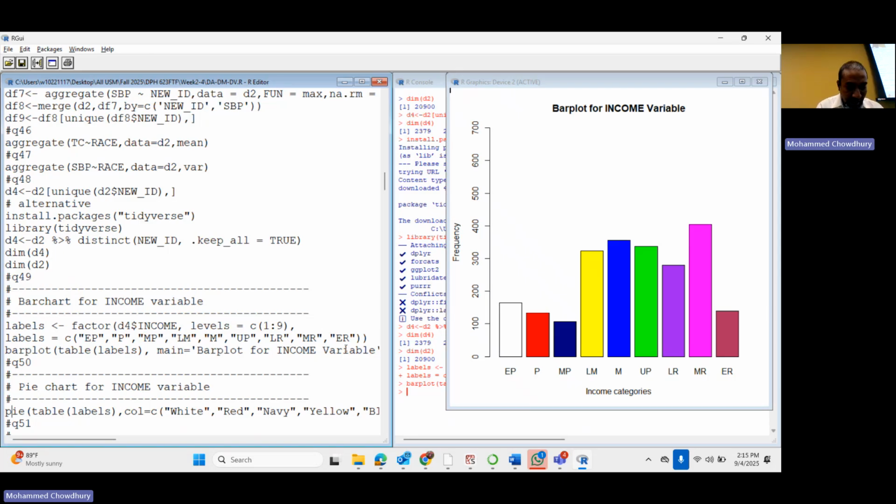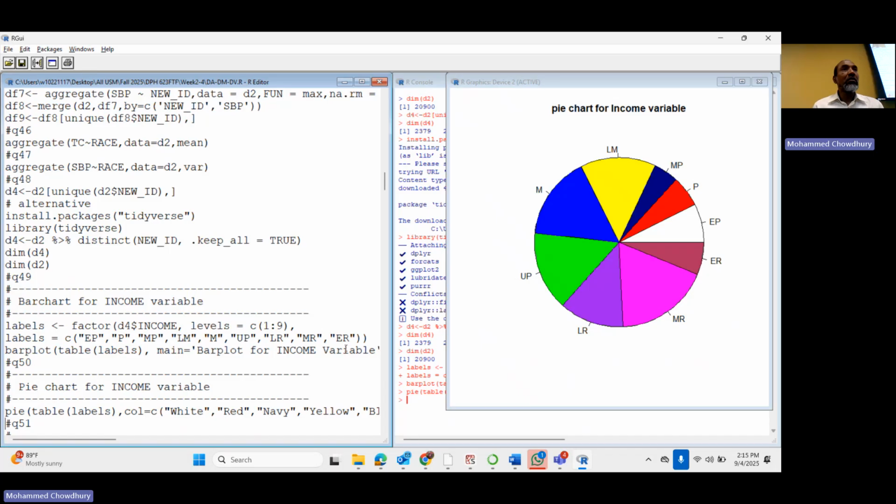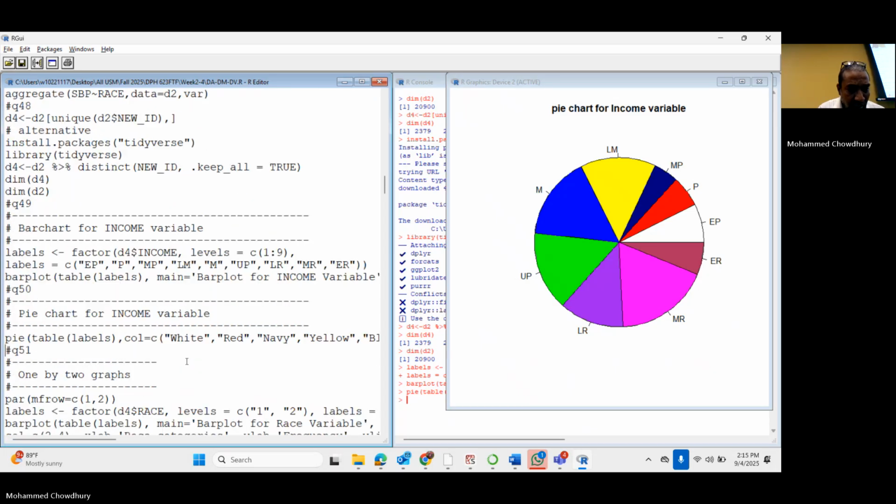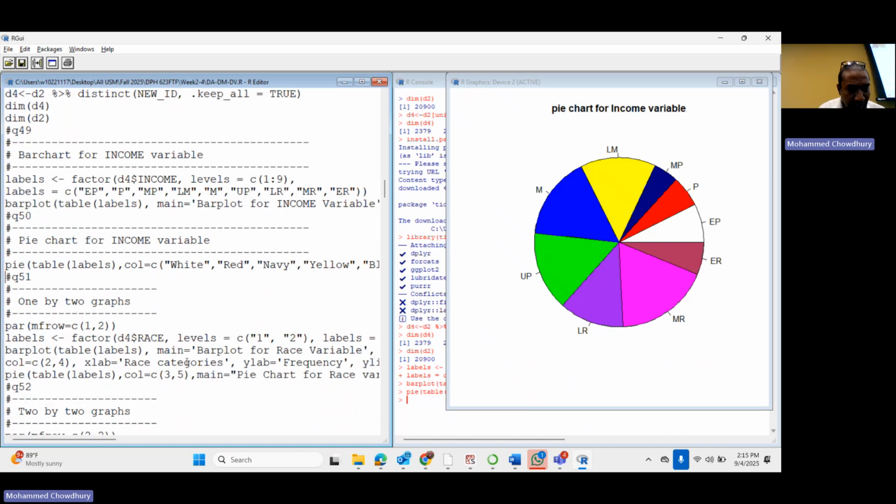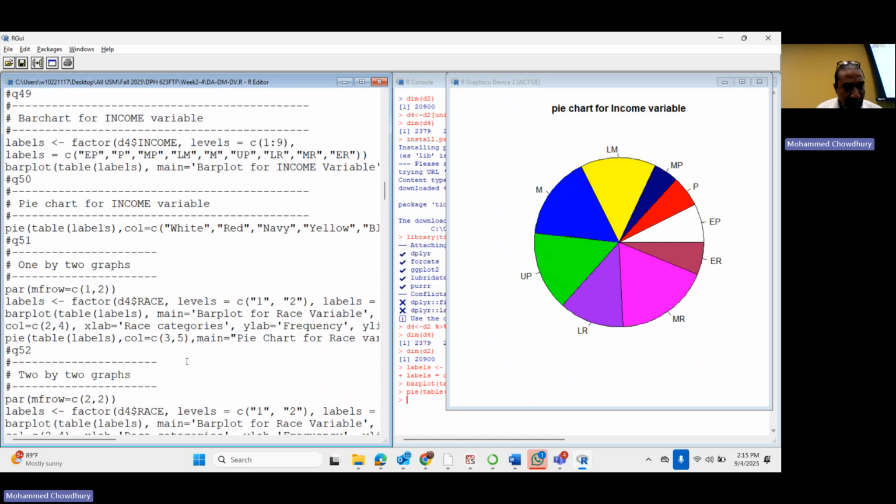Now you can see the pie chart for the income variable. Okay. This is the pie chart for the income variable. And now I want to do a 2x1 graph.